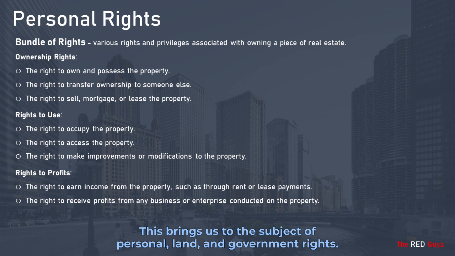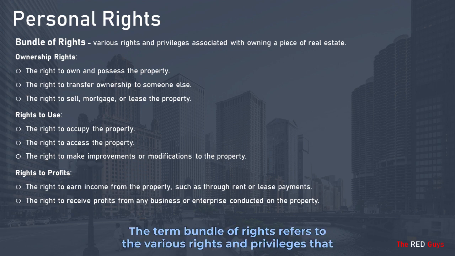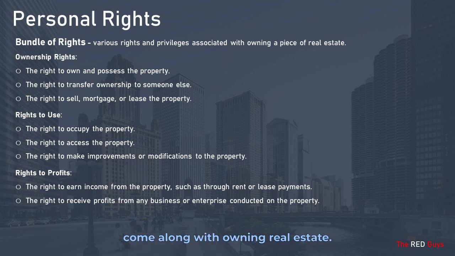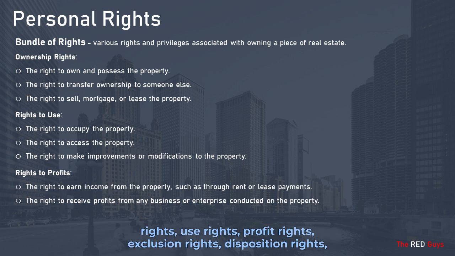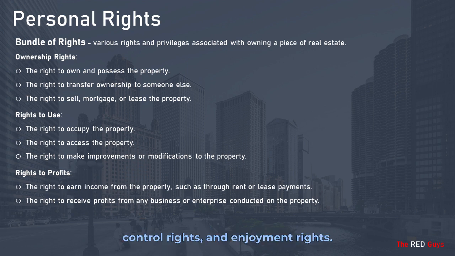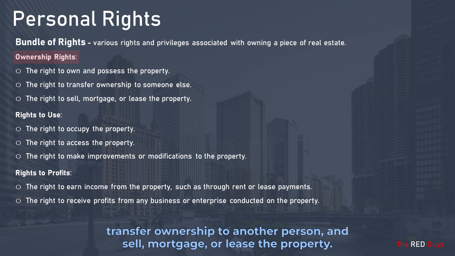This brings us to the subject of personal, land, and government rights. Real estate is an asset with a set of rights attached to it. The term bundle of rights refers to the various rights and privileges that come along with owning real estate. These rights are frequently divided into several categories, including ownership rights, use rights, profit rights, exclusion rights, disposition rights, control rights, and enjoyment rights. Ownership rights include the right to own and possess the property, the right to transfer ownership to another person, and sell, mortgage, or lease the property.